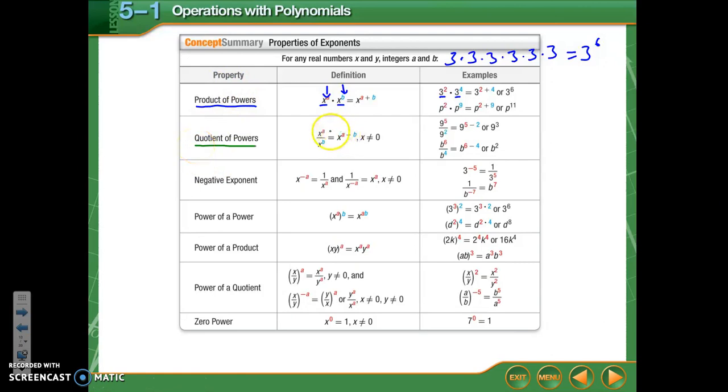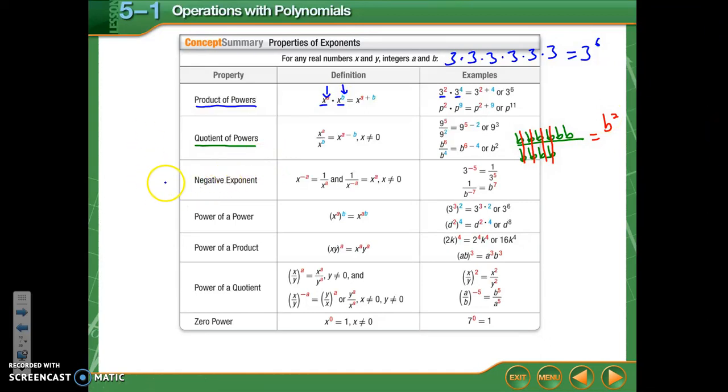Quotient of powers. If I'm dividing two expressions that have the same base, I do the exponent in the numerator minus the exponent in the denominator. So 9 to the 5th divided by 9 squared is 9 to the 5 minus 2, or 9 cubed. b to the 6th over b to the 4th is b squared. Again, why? Because b to the 6th means this, and b to the 4th means this. b divided by b is 1. So I can cross out all of the pairs of b's that divide out to 1, and what I'm left with in my numerator is b squared.